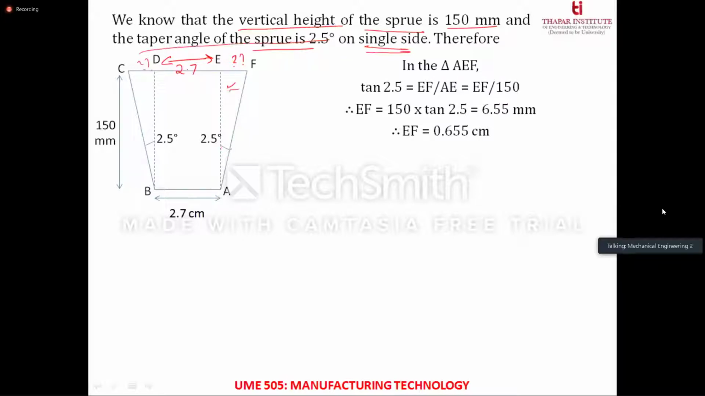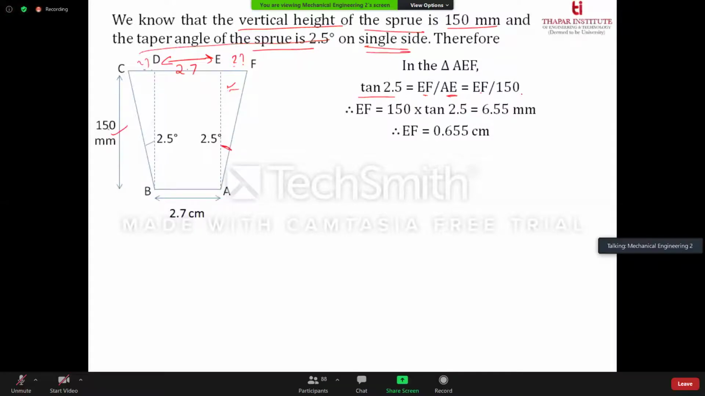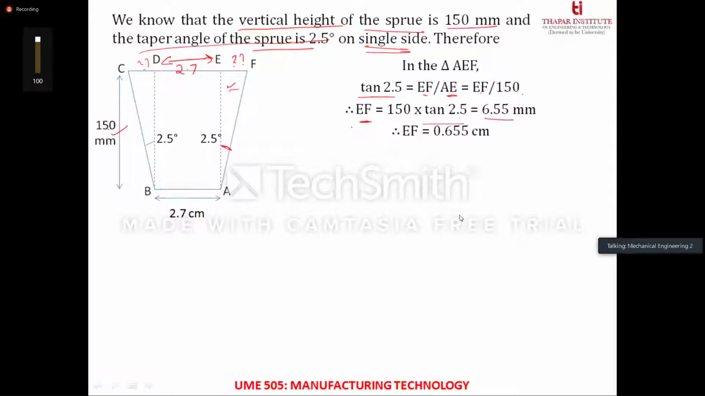AEF, this is 2.5. So if I take tan 2.5, it will be equal to EF upon EA. But what is EA? EA is 150 mm. So tan 2.5 is equal to EF upon 150. So EF is equal to 150 into tan 2.5, which gives 6.55 mm. When you convert it into centimeters, it is 0.655 centimeters. Similarly, for this triangle BCD, we can also find out CD in a very similar way as 0.655. So we have found both the unknowns.